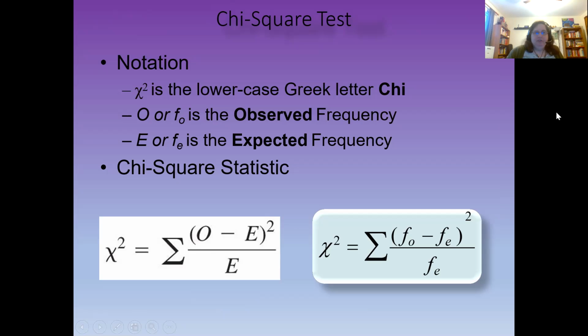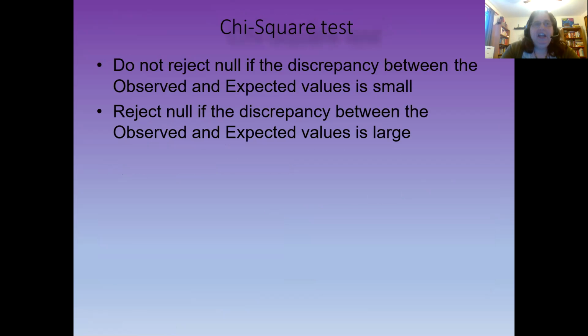So let me say that one more time for the curious. You take your observed frequency minus your expected frequency, square it, and then you divide by your expected frequency for that cell. And then you repeat for the next cell, for the next cell, however many cells you have, and you add those up. Okay. And the idea is that we're not going to reject the null if the discrepancy between the observed and expected values is small, but we will reject if the discrepancy between the observed and expected values is large, right? That's what we're looking for, a big difference between observed and expected.